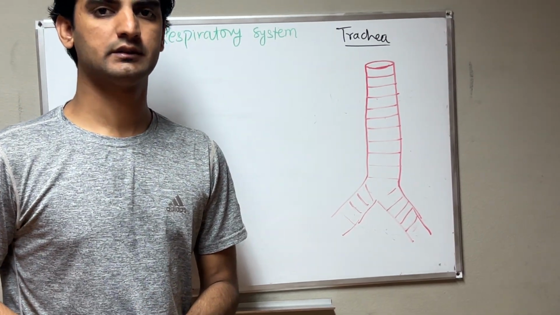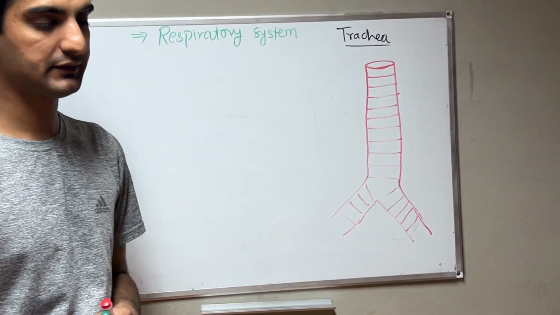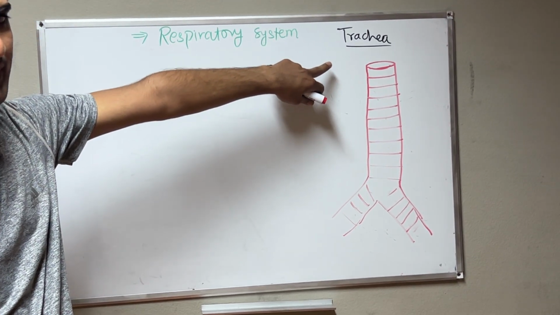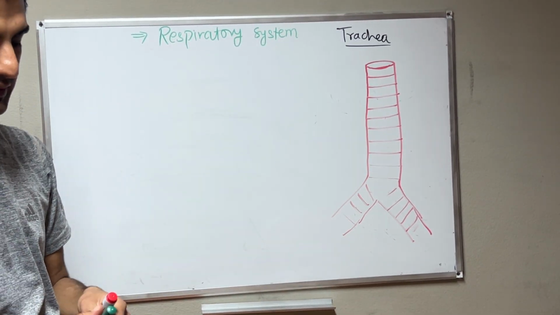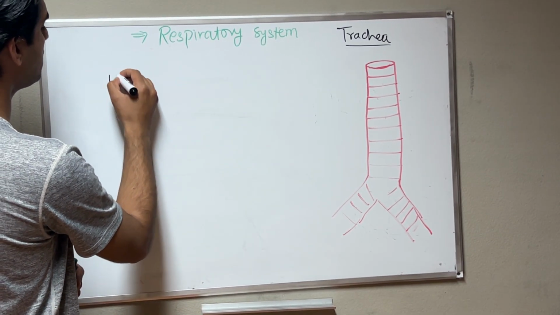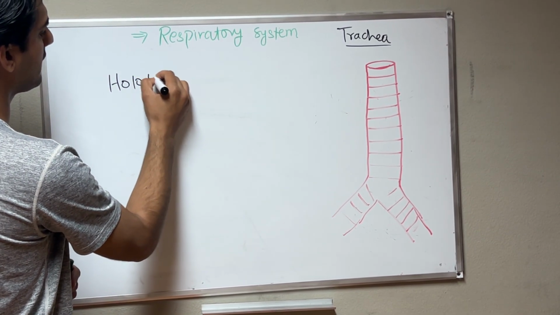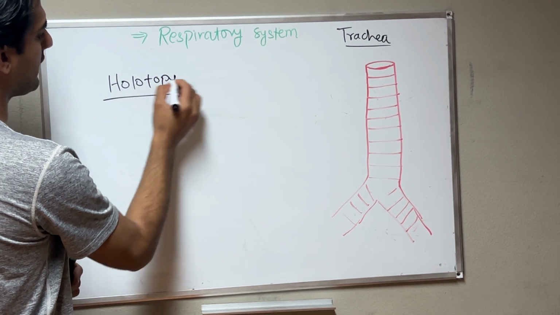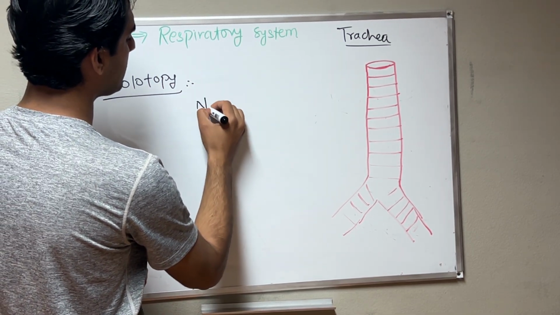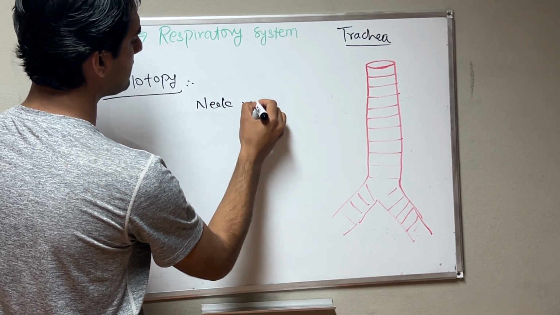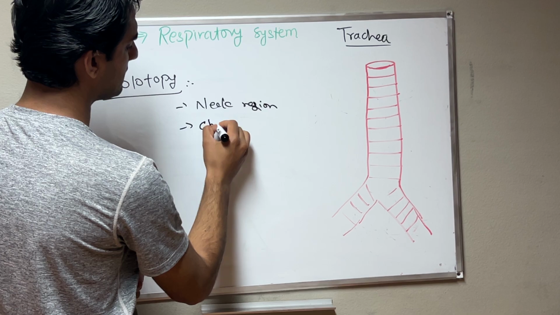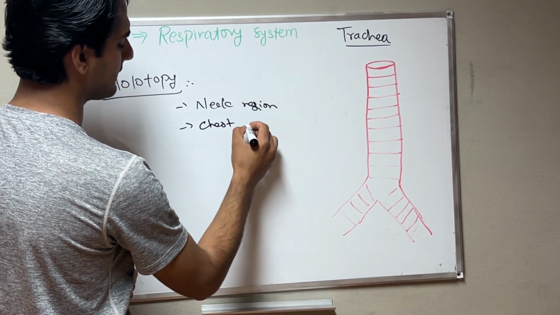Today our topic is to continue the respiratory system, and the organs which take part in the respiratory system. The organ is the trachea. If we talk about the trachea, we need to know the holotopy of the trachea. We have the holotopy of the trachea from the neck region, neck and chest region.